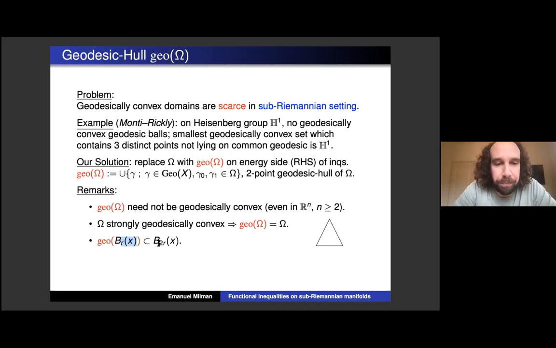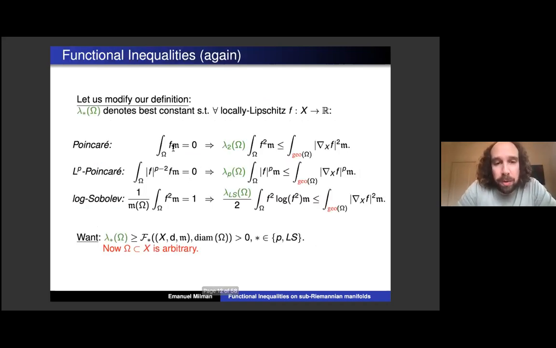Okay. So indeed, let's go back to our definition of our functional inequalities, and let's modify the right-hand side to use the two-point geodesic hull. And now our question makes perfect sense. Now you can use your favorite omega, it could be disconnected, whatever you want. Now there is a chance to get some non-trivial result.